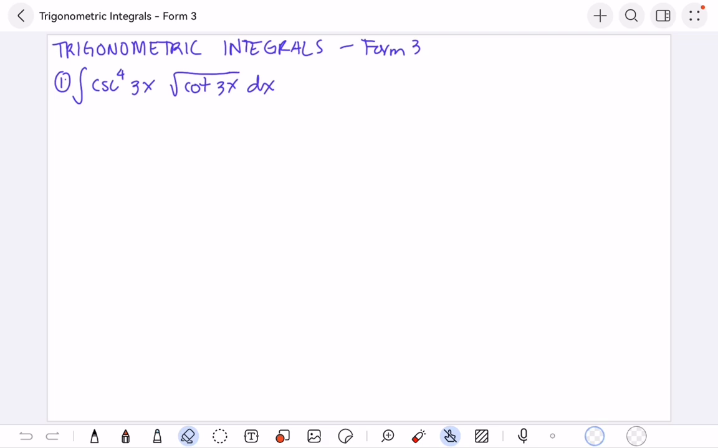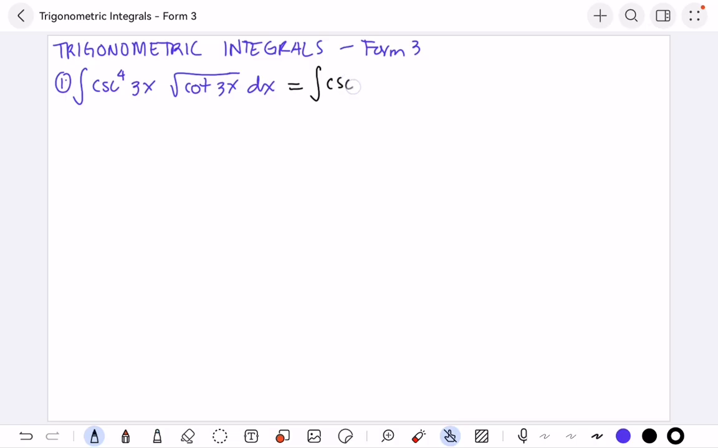Okay, let us solve this trigonometric integral problem. This is under form number 3. So either we can factor out cosecant squared along with dx and make all other expressions in the integrand in terms of cotangent, or factor out cosecant cotangent and make everything else cosecant. And there's also one case, writing everything in terms of cosecant, and we have a formula for that. In this case, the one that will work is factoring out cosecant square.